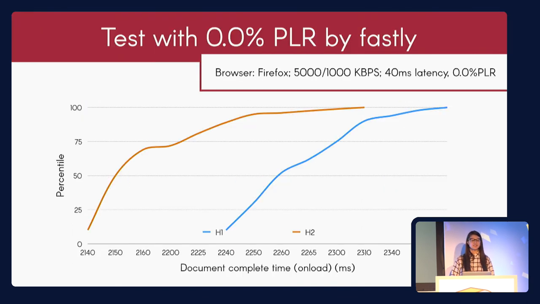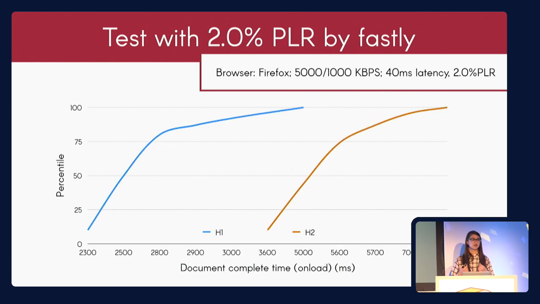More on the HTTP2 stats. Fastly did a presentation on some interesting insights into HTTP2, testing HTTP1 versus 2 in different scenarios. I've extracted two of them. So these are test results for serving a website in Firefox with 5 megabits per second, 40 millisecond latency, and zero packet loss. So the website loads faster over HTTP2, HTTP1 lagging behind. And this matches our expectations.